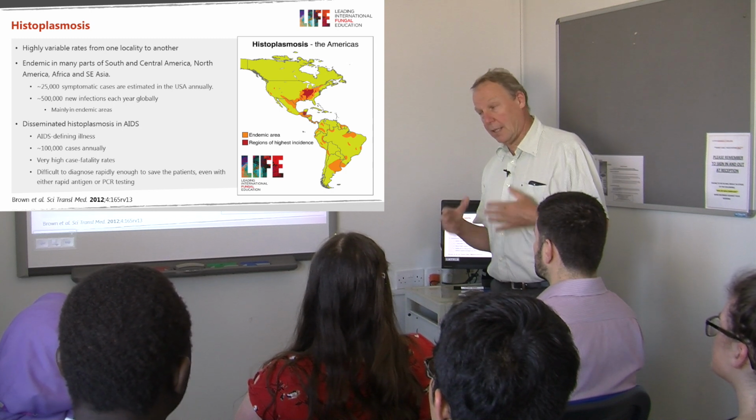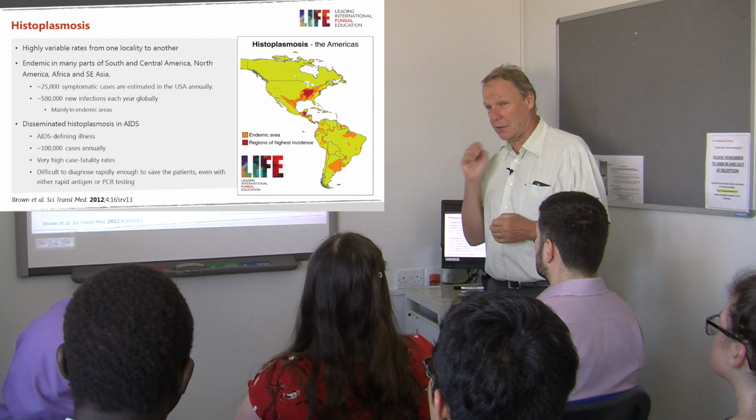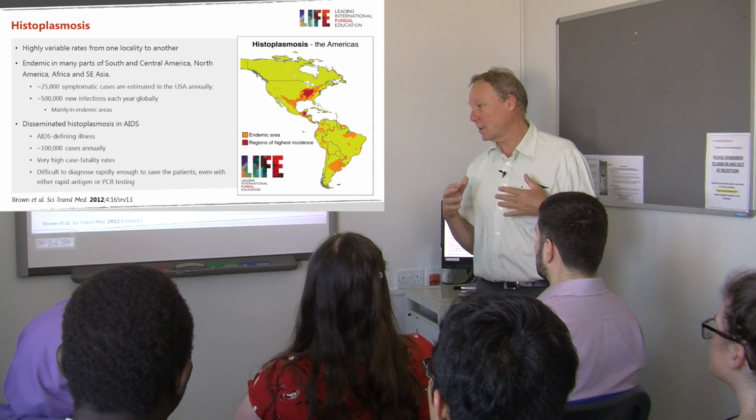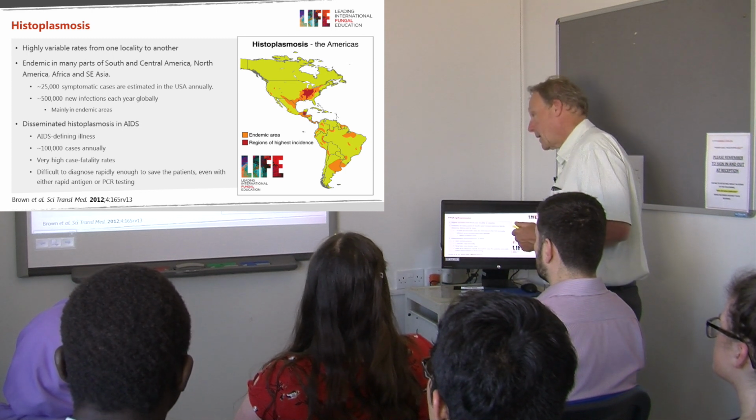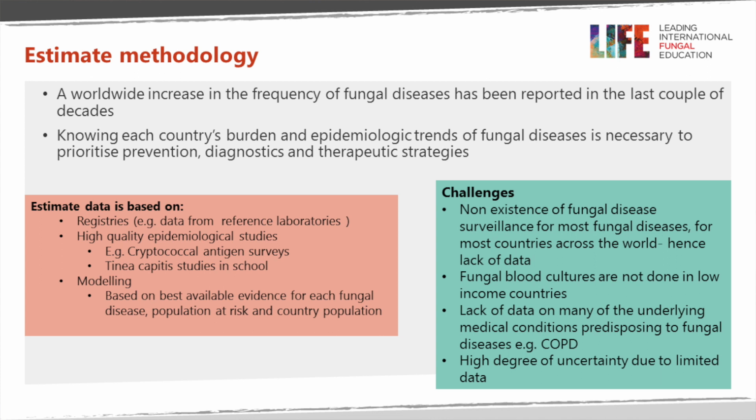In disseminated disease, the mortality is very high unless the diagnosis is made early, and it's often mistaken for tuberculosis, and because then the diagnosis is late, patients die. So it's a particular problem. So our methodology for estimating the burden is not perfect. It's based on registries, it's based on high quality epidemiology studies, such as cryptococcal antigen surveys, of which there are many, tinea capitis studies in schools, of which there are many, and then modelling based on underlying disease. So that's how most of these estimates have been done.